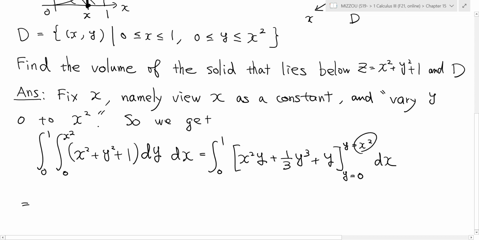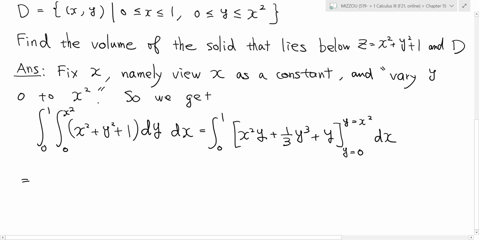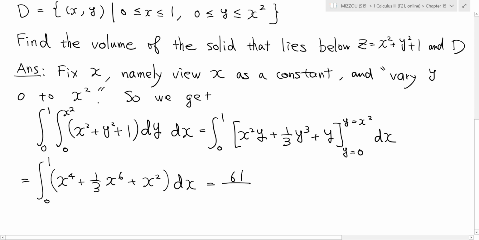And then you just plug in this y, this y, this y, as usual. And then you get what? x to the power 4 plus 1/3 x to the power 6 plus x squared. And if you plug in 0, you just get 0. So that's it. And then you integrate this with x, and this is just the integral in calculus 1. If you work this out, you're supposed to get 61 over 105. So that's a way to compute a double integral over a general region.